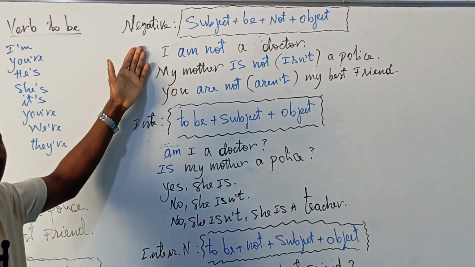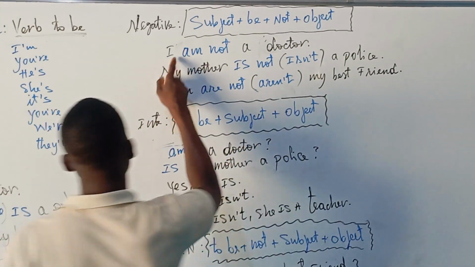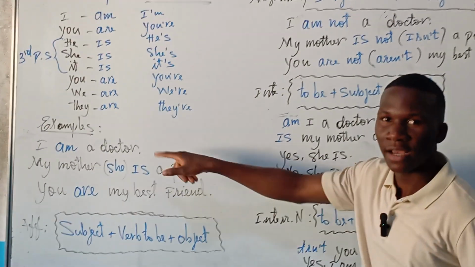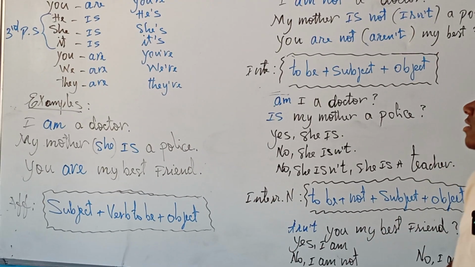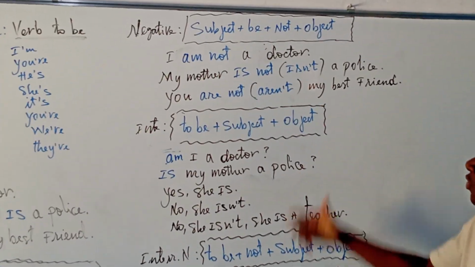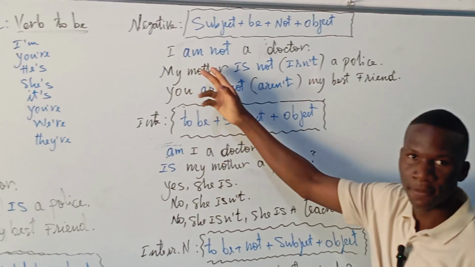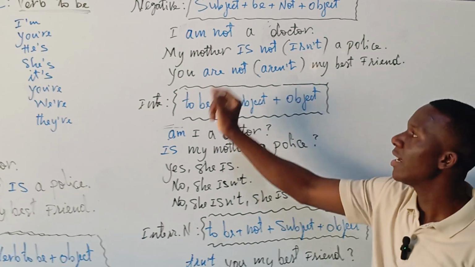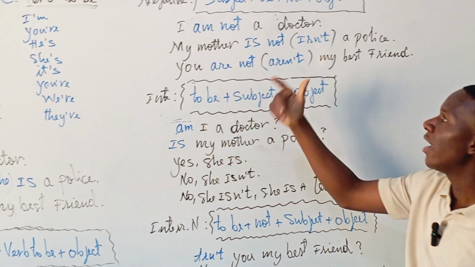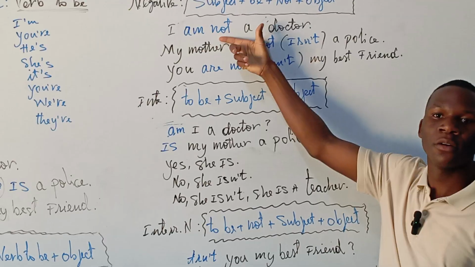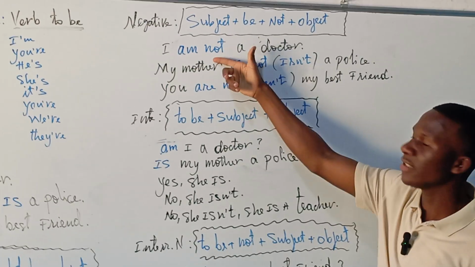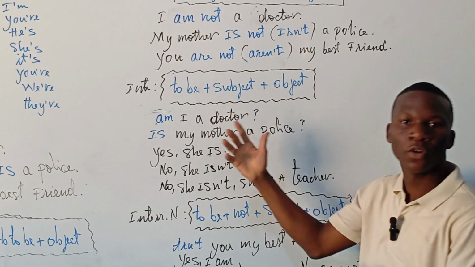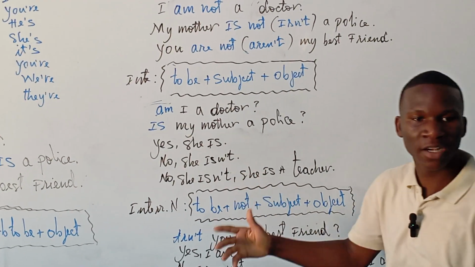Let us see here an example. We want to refuse this sentence. I said that I am a doctor. How to refuse this sentence? To refuse, it is easy. You are going to say, I am, your subject plus your verb to be that is conjugated according to the subject, and you are going to put your adverb of negation that is not. So I am not a doctor. You can say I'm not a doctor using a contracted form.